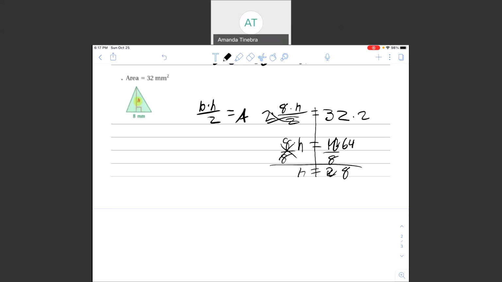Always, always, always make sure you're going back and checking your work. As you see, I just made a silly mistake myself. If I go back and double check this because I caught myself making a mistake, if I say that h is 8, well, 8 times 8 divided by 2 would be 64 divided by 2. That would be 32. So my answer checks out and it's correct.